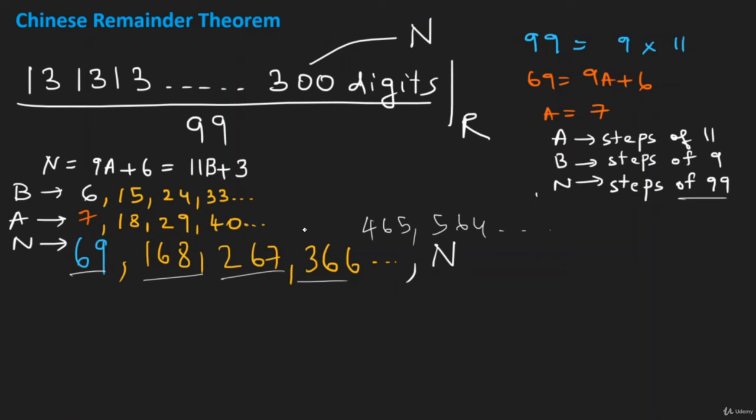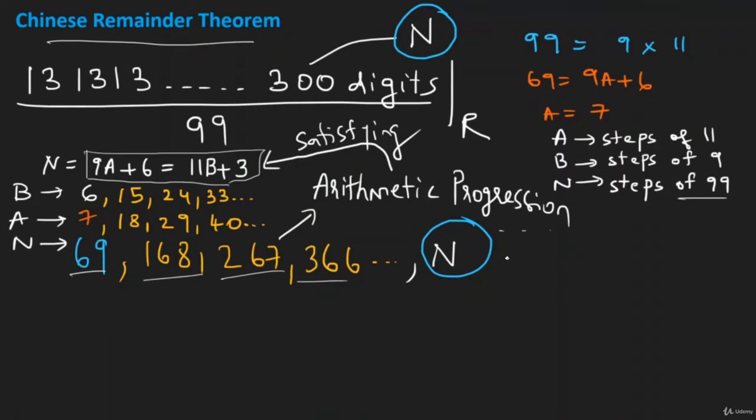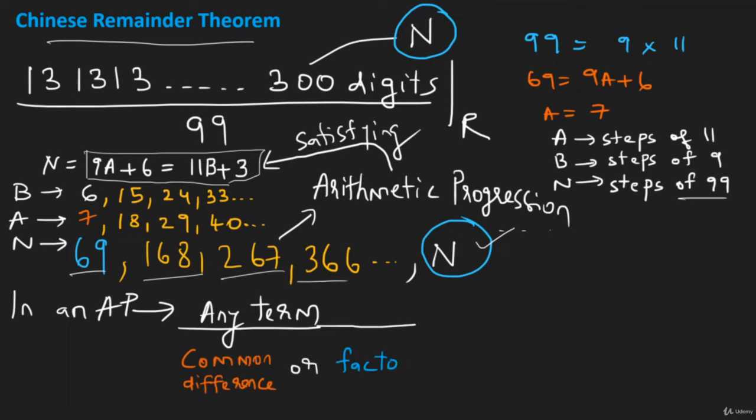Now after you go a considerable length, you will get n also in this arithmetic progression, and that's what we learned from the Chinese remainder theorem, that n will also be part of this arithmetic progression. Now we know that in any arithmetic progression, if you take any term and you divide that term with the common difference or with a factor of the common difference, the remainder will be the same, right? We have learned that already.